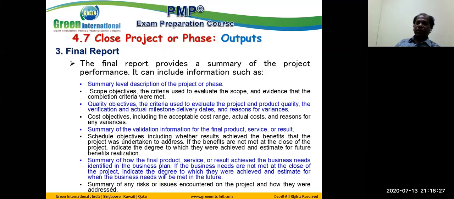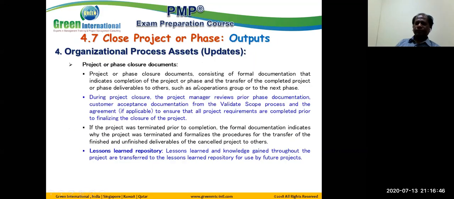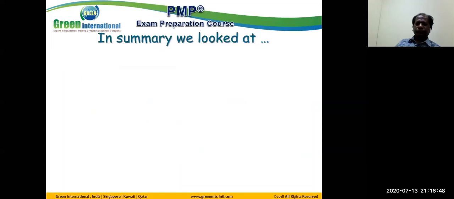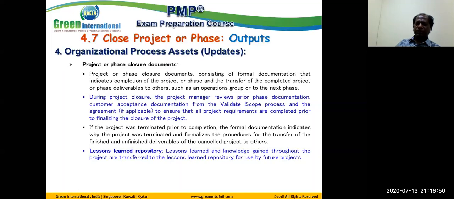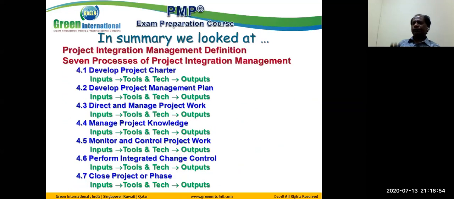Summary of any risks and issues encountered on the project, how they were managed, and all our project documents, operational and support documents like maintenance manual, training documents, all that's part of the documents we have under the organizational processes and updates. That's called project closeout documents. That's all.